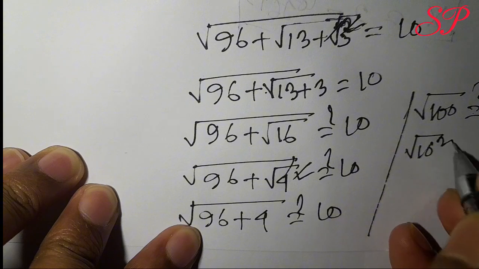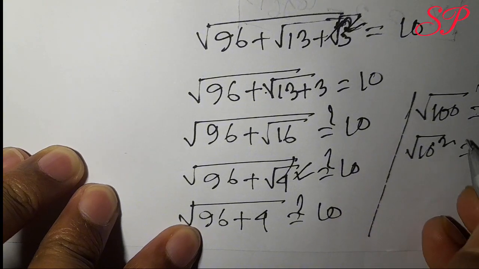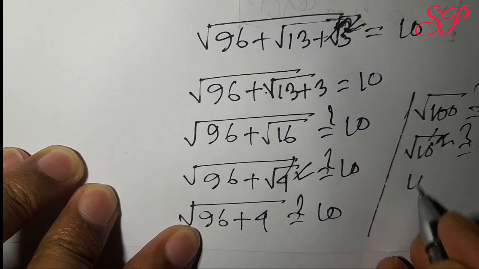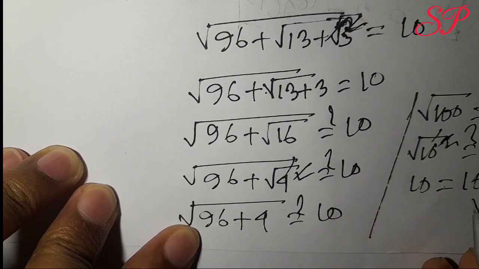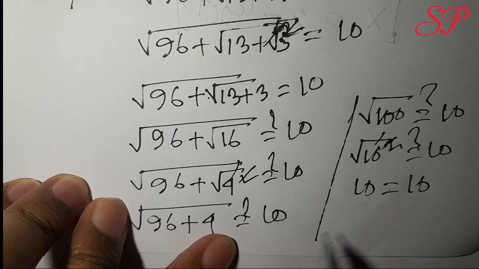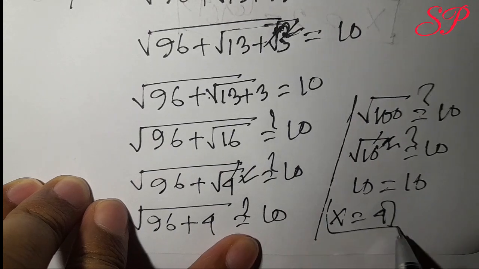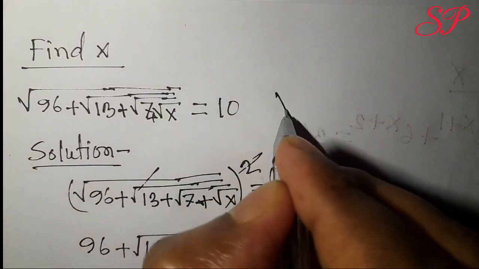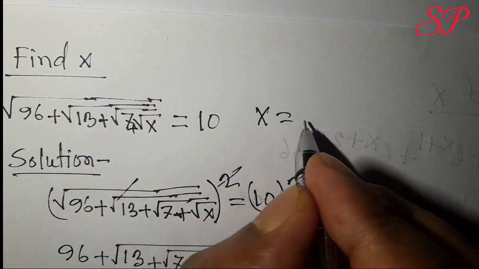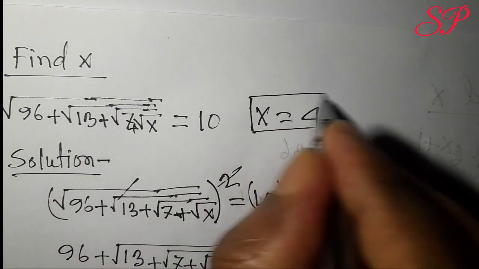So 100 is equal to 10 square and root 10. Square and root cancel, so 10 is equal to 10. So the final value of x is equal to 4. Okay, here the solution is x equal to 4.